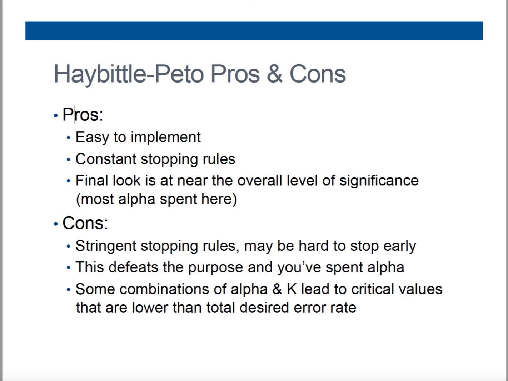Again, Haybittle-Peto is easy to implement. It does have constant stopping rules. So the final look will be near the overall level of significance, and you'll spend most of your alpha at the final look, similar to O'Brien-Fleming. Again, the problem with Haybittle-Peto is that they are very stringent, and it may be hard to stop early, and in that case, you've defeated the purpose of spending alpha.